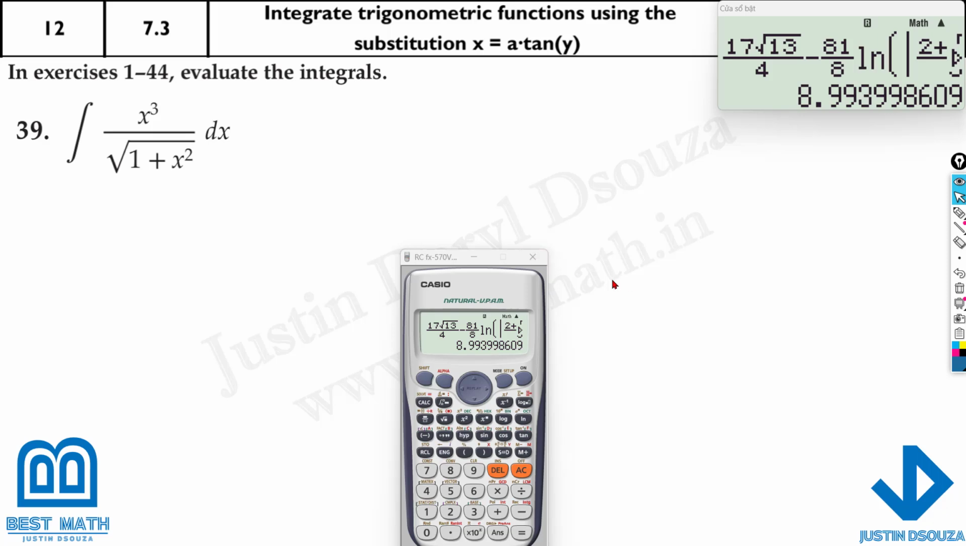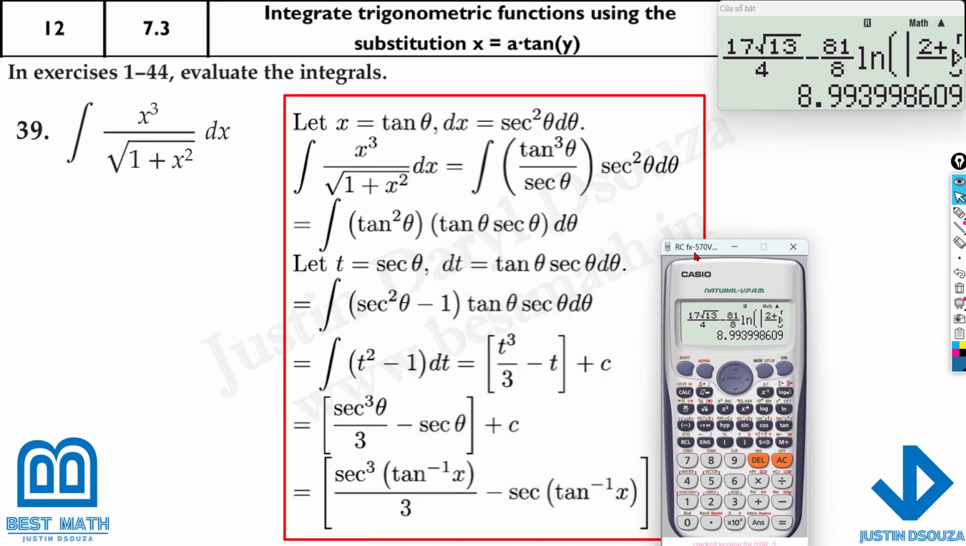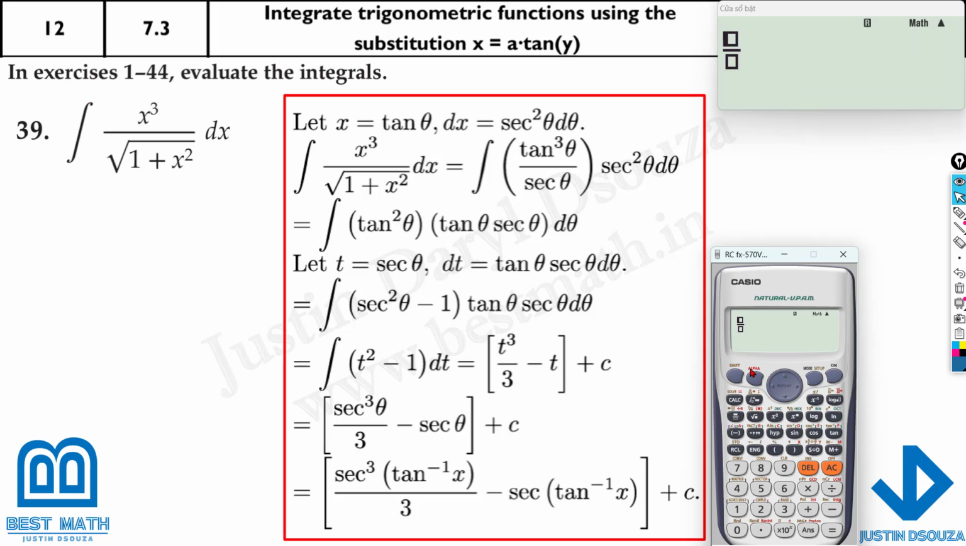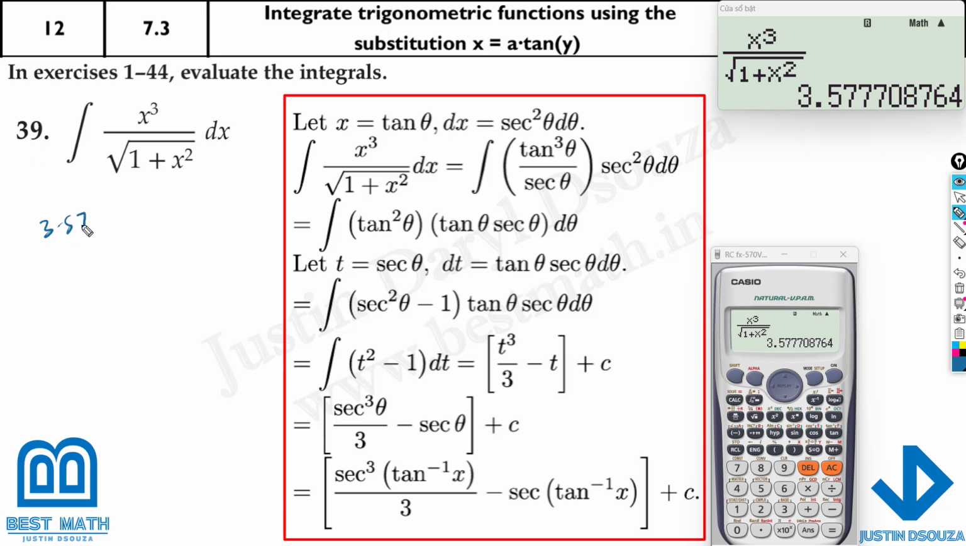Next problems as well, we can solve it in the same way, but now here you can see there is secant to the power 3. How we solve this is, now let me first put this given question, that is x to the power 3 divided by square root of 1 plus x squared. That is going to be 3.577. I'll just write it out over here, 3.577 at x equal to 2.